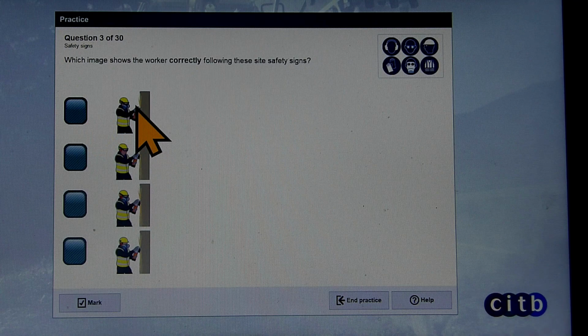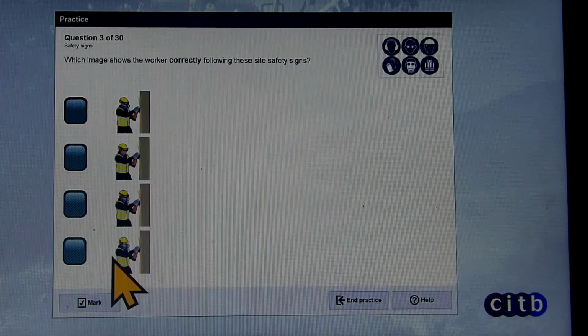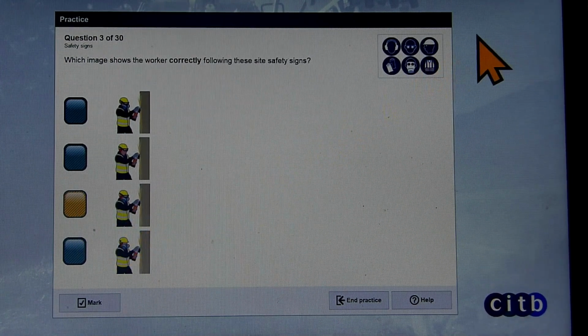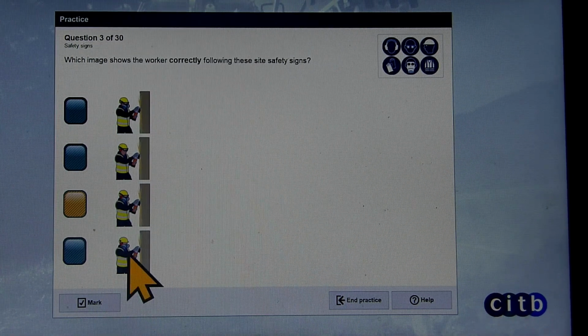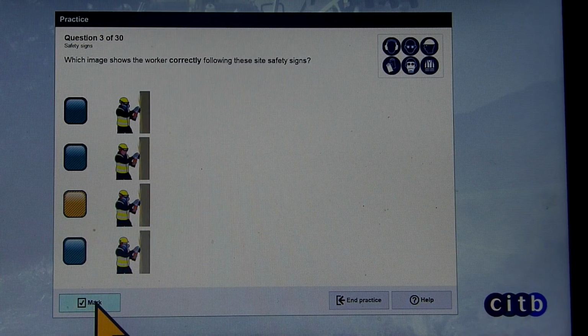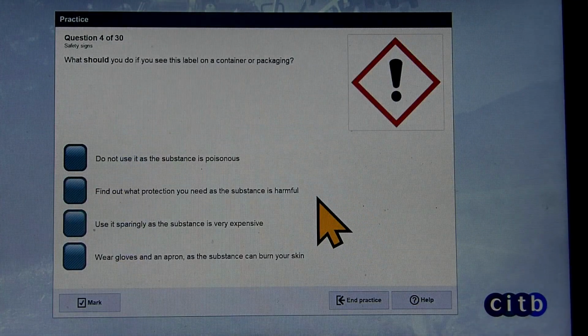The first one, he missed ear protection. This guy, he missed mask. You see? Mask. How about this one? This one, he fulfilled 6 of them. This one, he missed goggles. So the answer is the third one. Well done. You answered that question correctly. Very good. Let's proceed again.